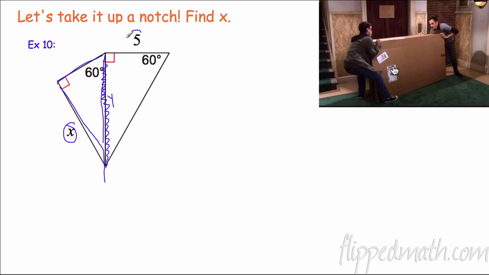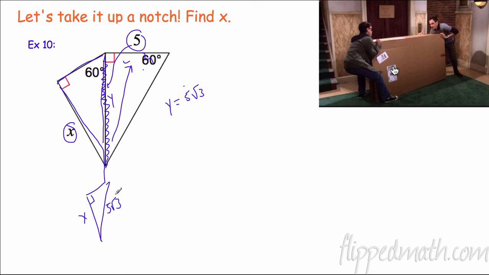So this is the short side because it's across from 30. To get from the short side to the medium side, I have to multiply by radical 3. So my y is going to be 5 times radical 3, or 5 radical 3. Now you can just ignore this triangle. If you need, just draw a new triangle. So this is 5 radical 3. This is x.